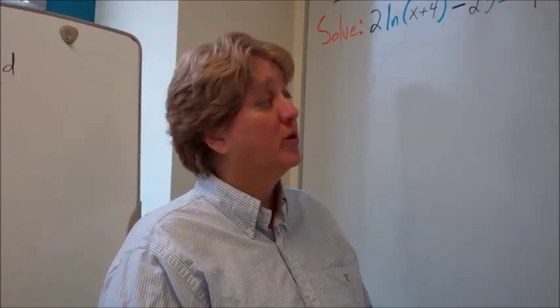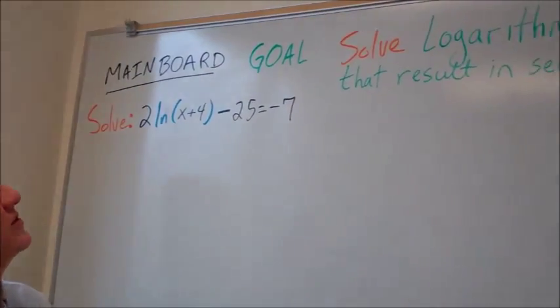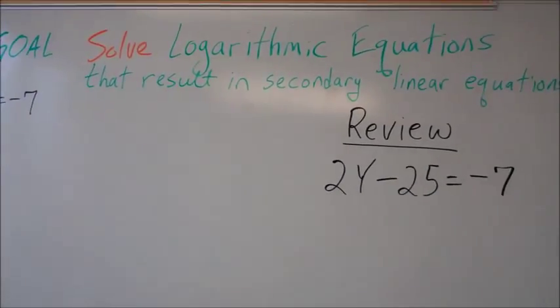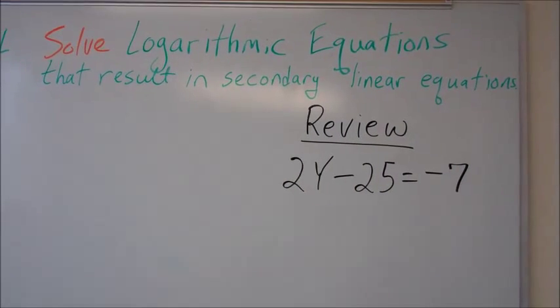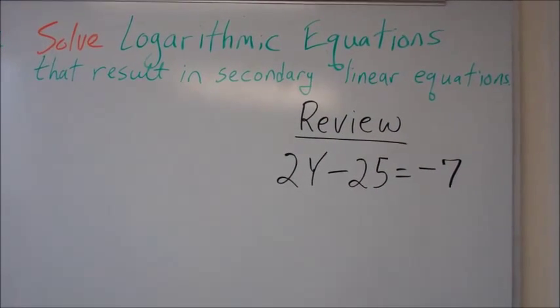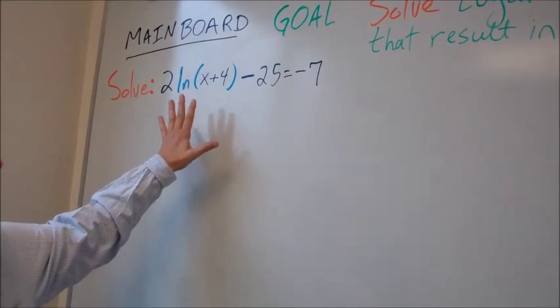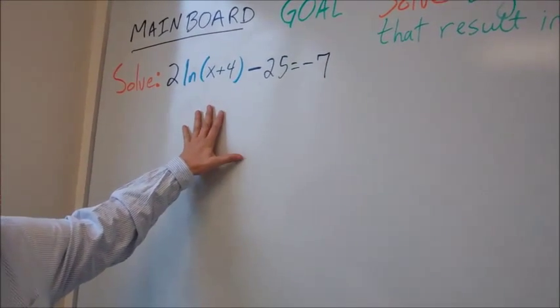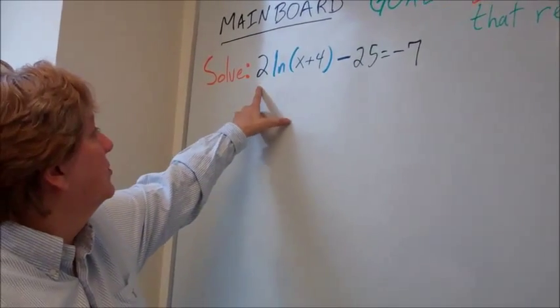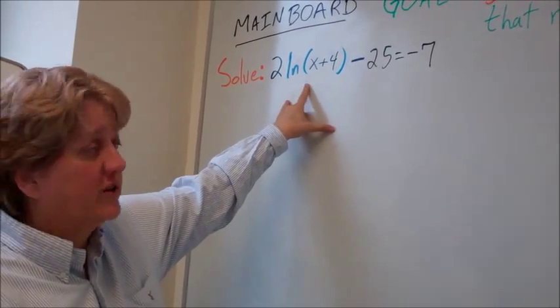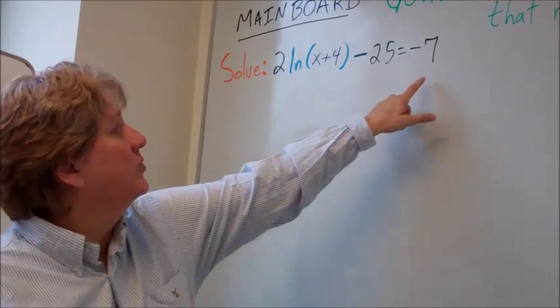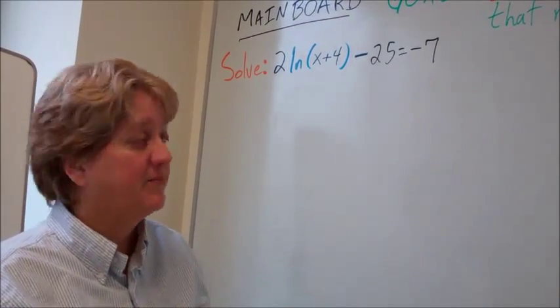Let's start with our learning goal. Our goal is to solve logarithmic equations, specifically ones that result in secondary linear equations. If you look over here, this is such an equation. We want to solve this equation as our major learning goal today. So 2 times the natural logarithm of x plus 4, minus 25, equals minus 7.